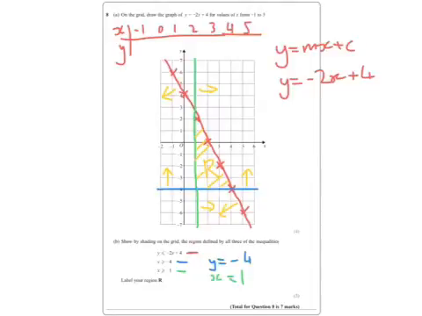A less than sign is below the line, and a greater than sign is above the line. If it's not equal to as well, and they usually are nowadays, you could have dotted lines, but that doesn't happen too often now.